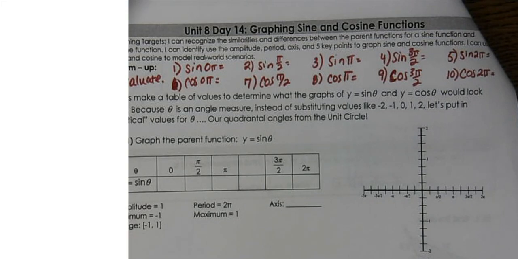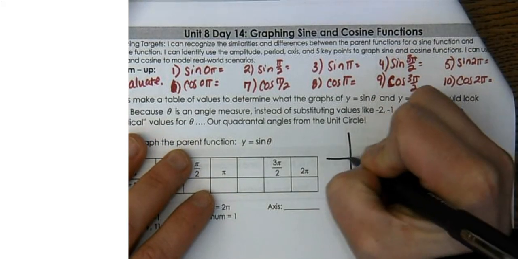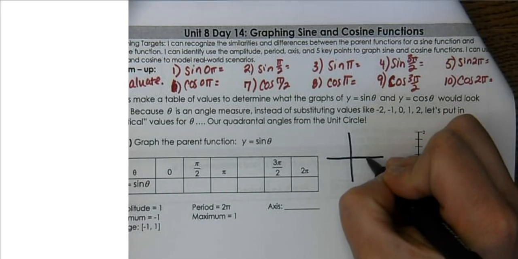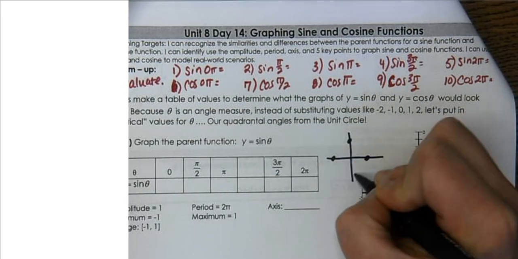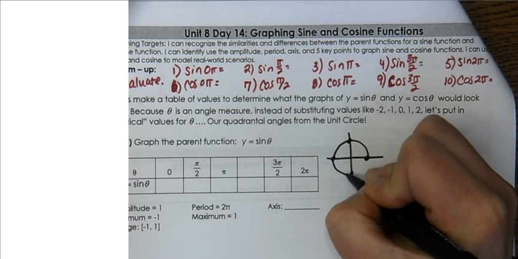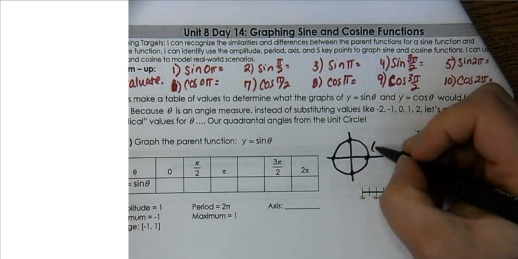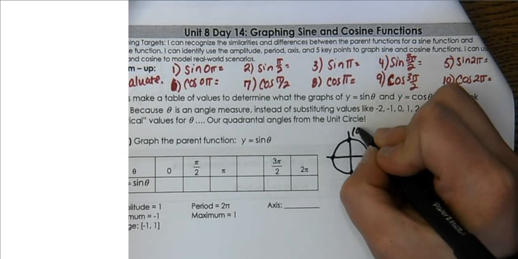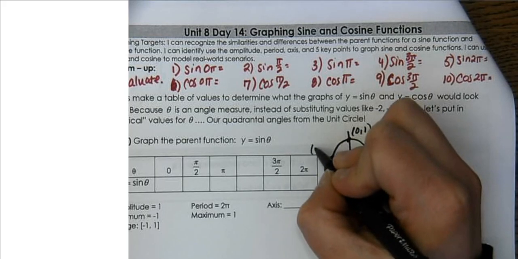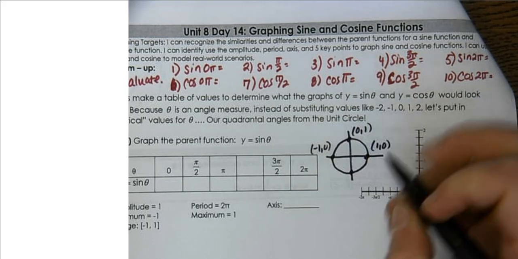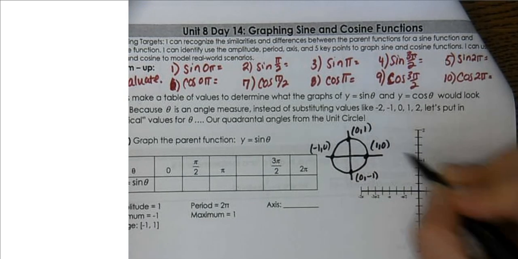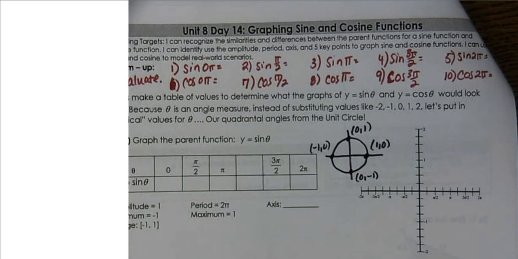Okay, so hopefully you're recognizing that these values are all coming from the unit circle. So the 0, pi over 2, pi, 3 pi over 2, and 2 pi are all our quadrantal angles. If we think about going around our unit circle, at 0 pi, we have the ordered pair 1, 0. At pi over 2, we have the ordered pair 0, 1. At pi, we have the ordered pair negative 1, 0. At 3 pi over 2, we have the ordered pair 0, negative 1. And then we're right back at 1, 0 again once we reach 2 pi.